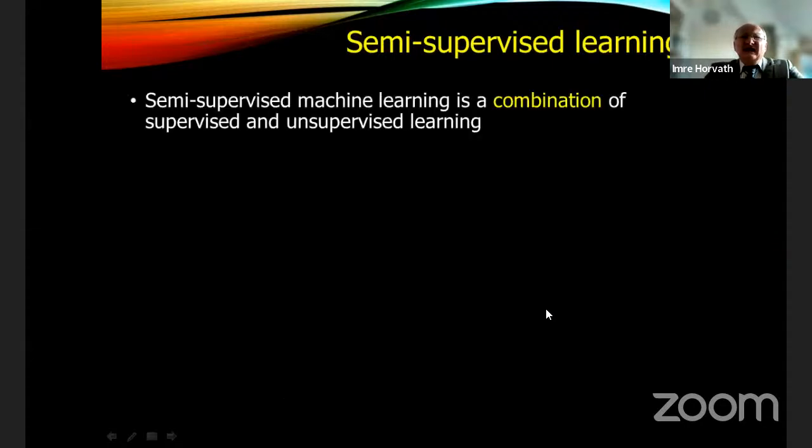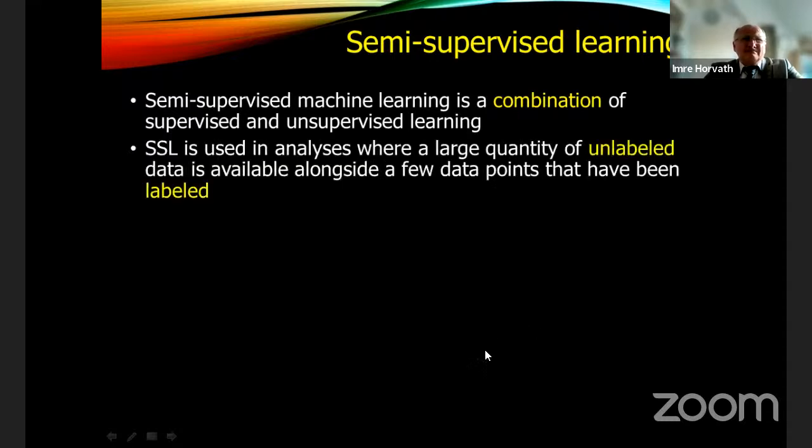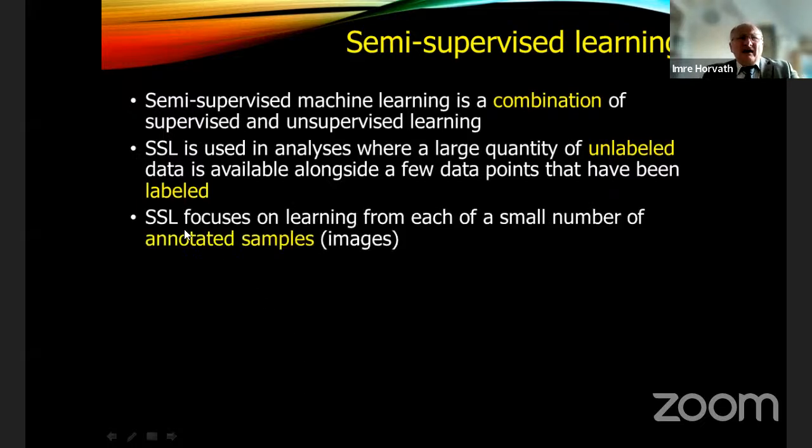Semi-supervised learning is a machine learning approach which is a combination of supervised and unsupervised learning. Semi-supervised learning is used in analysis where a large quantity of unlabeled data is available alongside a few data points that have been labeled. So in the case of semi-supervised learning, both labeled and unlabeled data are considered. Don't forget that in supervised learning, fully labeled data sets were assumed. Semi-supervised learning focuses on learning from a small number of annotated samples. So the starting point is the annotation.